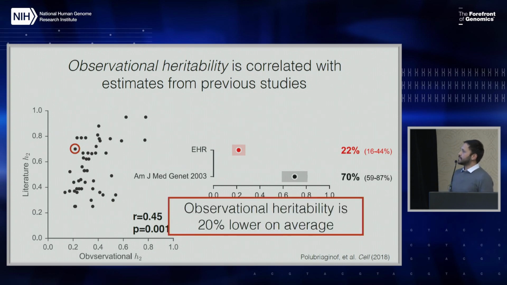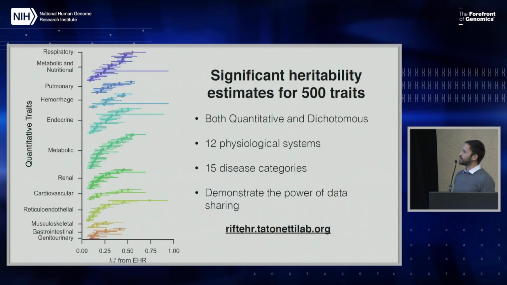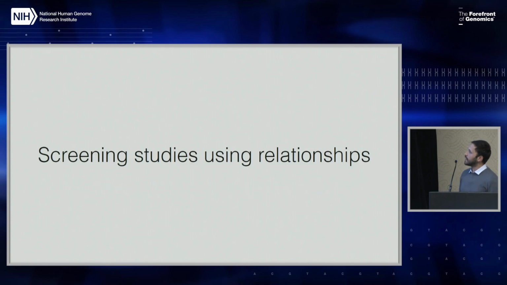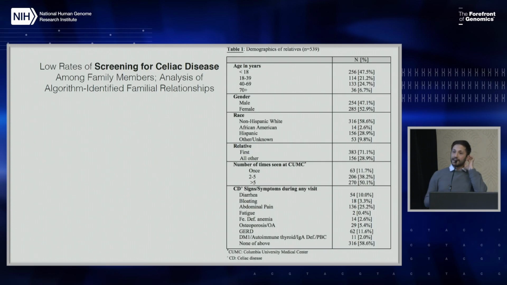Overall, we find that observational heritability is 20% lower on average than what's reported in the literature. Using this approach, we're able to estimate heritabilities for 500 different traits and conditions. You can download all the data at that website. So now that we have this database of relationships, and we've been able to estimate heritabilities and validate them, we're asking ourselves, what else can this do?